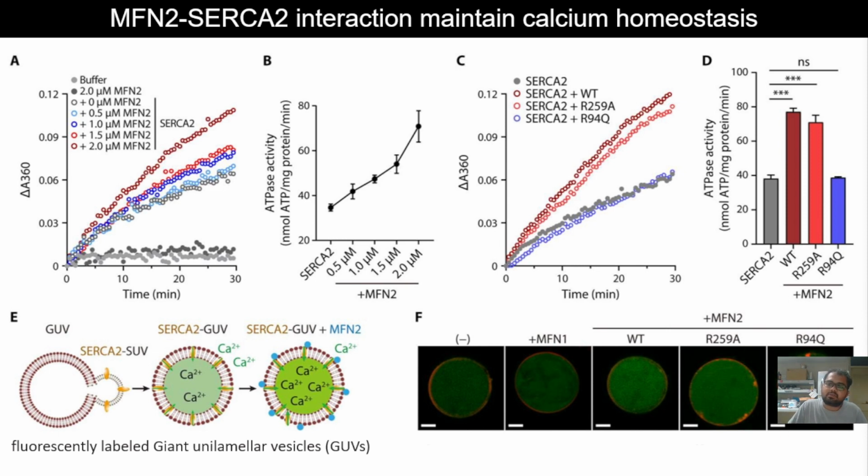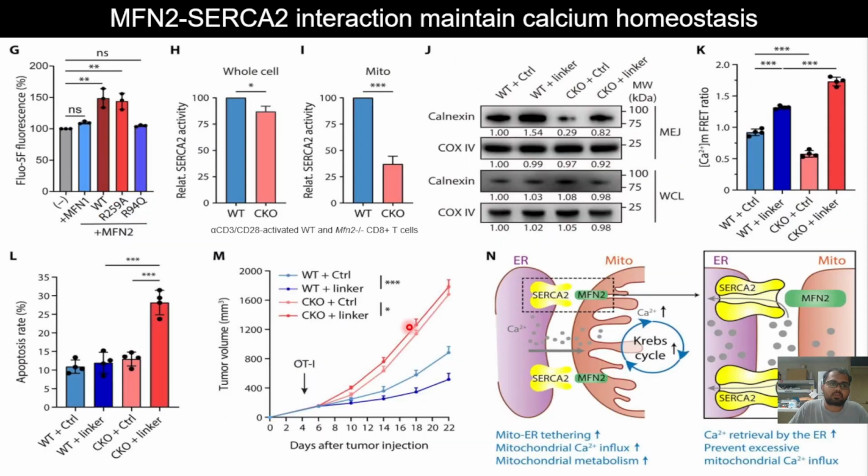There's a calcium accumulation inside these vesicles. So overall, what this data is suggesting is that SERCA2 is interacting with the MFN2, and this interaction is increasing the activity of SERCA2, which in result increases the calcium uptake. But now what is the next step to do? As we know that SERCA2 is present on the ER, and when the MFN2 of mitochondria is interacting with it, it means that more calcium will be taken up by the ER.